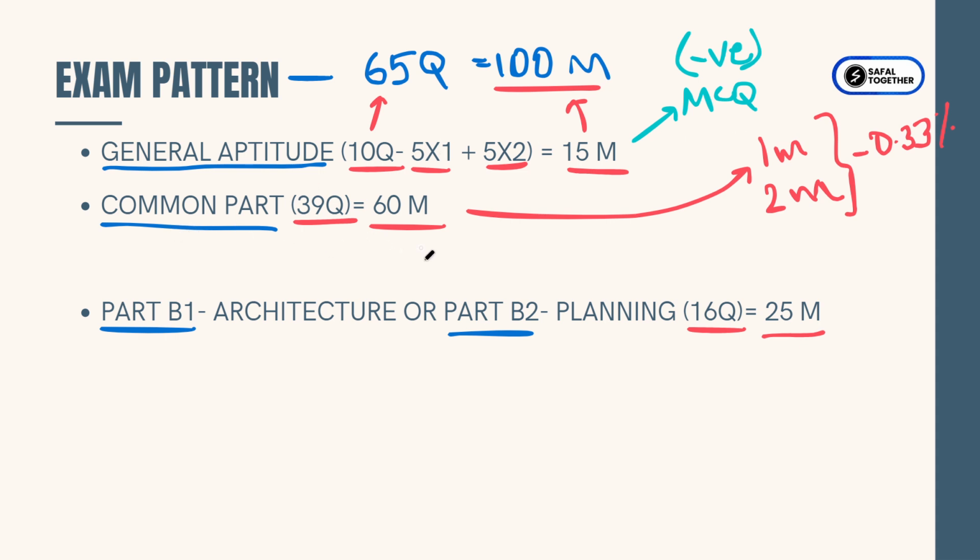Your common part can have all three. Okay, so you can have MCQs, you can have MSQs, and you can have numericals. And the same applies to both of these. Okay, so your part B1 and B2 and your common part can have all the 3 types of questions. So your MCQ section alone would have negative marking. These 2 wouldn't have negative marking. That's the only advantage you have.